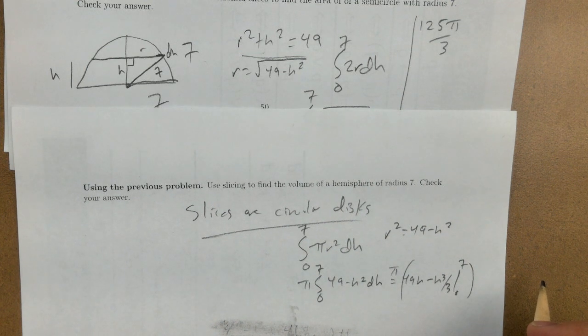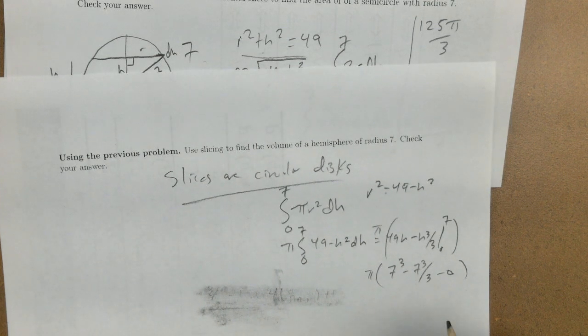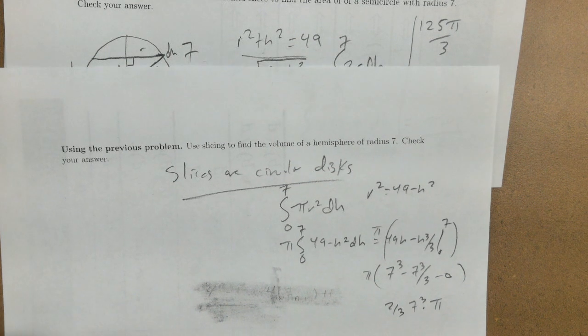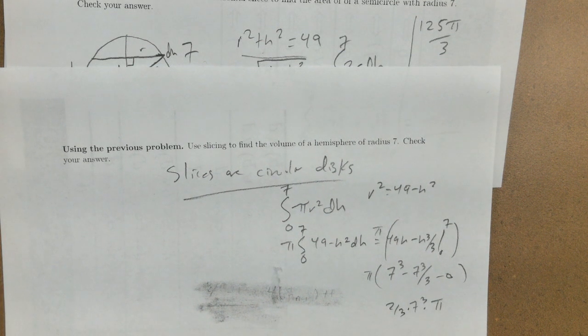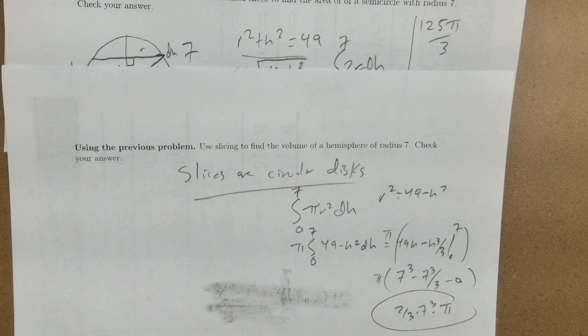And if you plug in, I don't want to do 49 times 7 in my head, so we'll call that 7 cubed minus 7 cubed over 3, and then minus 0. All times pi. So that is 2/3. Ignore the scratches over here. That's 2/3 times 7 cubed times pi. Okay, if you learned volume of a sphere before, it was 4/3 pi r cubed. Why do we have 2/3? Well, because we have a hemisphere. So that would be the final number, whatever that number is.